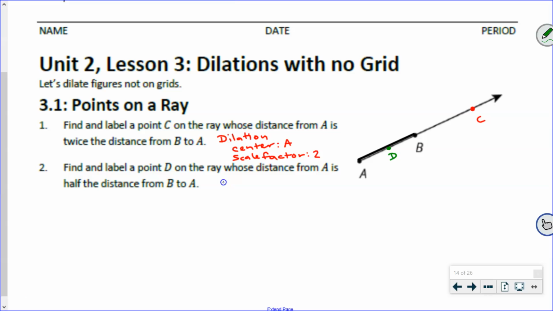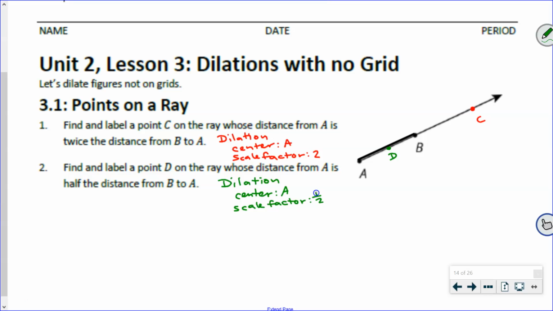Okay, and again, let's describe that. That really is saying we are dilating just that single point B with A as the center of dilation, and the scale factor this time is half that distance, so the scale factor is 1/2.